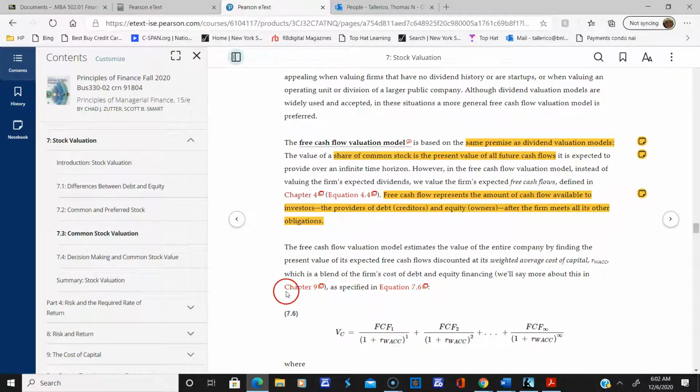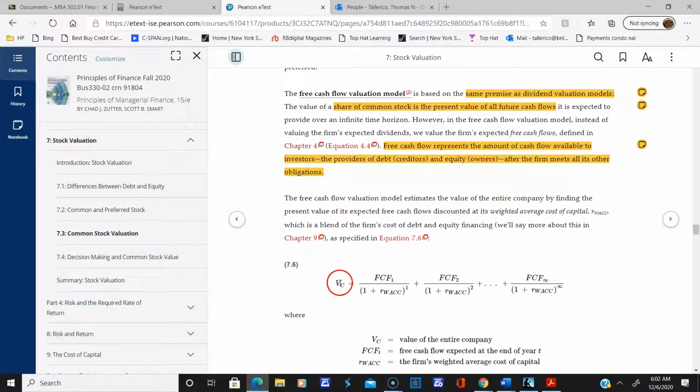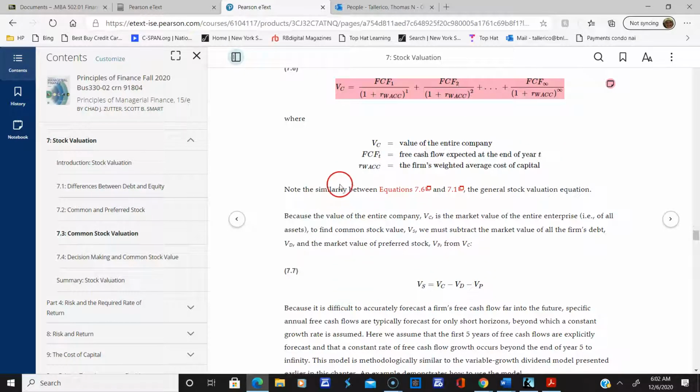So we're going to use a very similar equation to what we saw. The only thing we're going to replace, here's where we replace the dividends with the free cash flow, right? And I'll highlight this in pink, all right? So here's the free cash flow instead of dividends, and here's the company's weighted average cost of capital. So you can see the model is very similar to what we had. So here's the weighted average cost of capital. So you can see the similarity, all right? So this is the value of the entire company, okay?